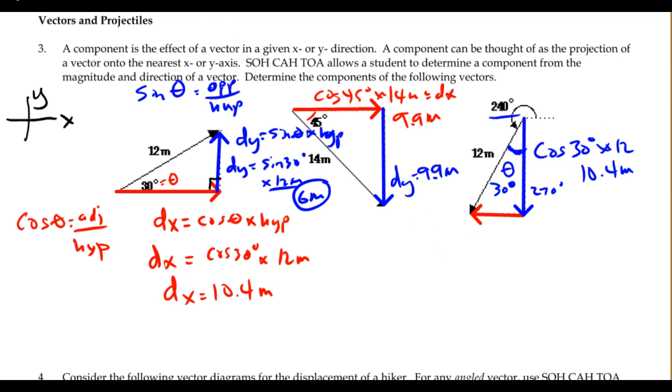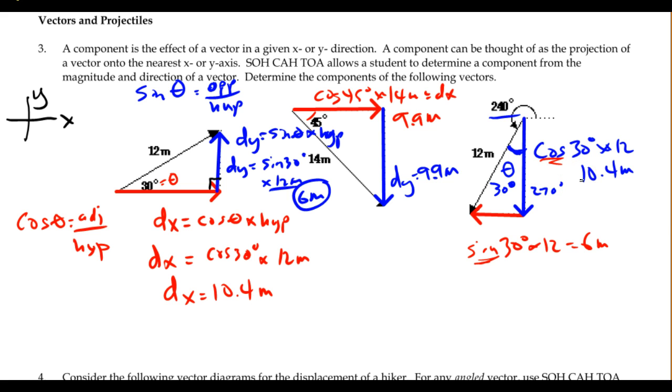And then the red one down here, the horizontal axis, we're going to use sine of 30 times 12. That's going to be 6. Notice this time we're looking in the x direction, but we're using sine. This time we're working in the y direction, but we're using cosine.